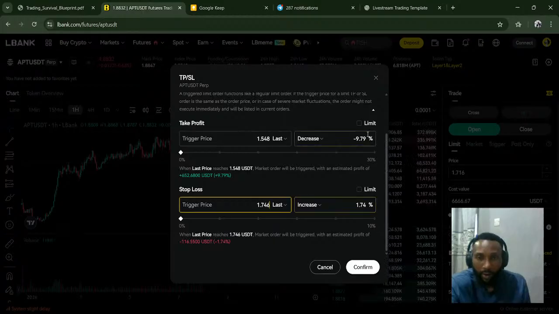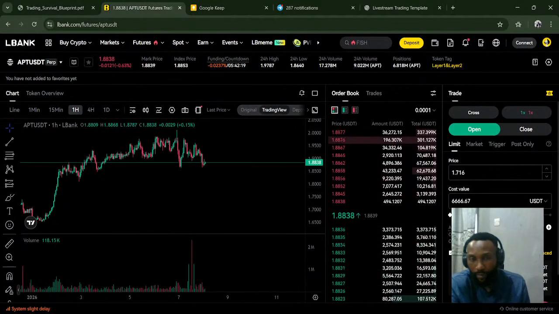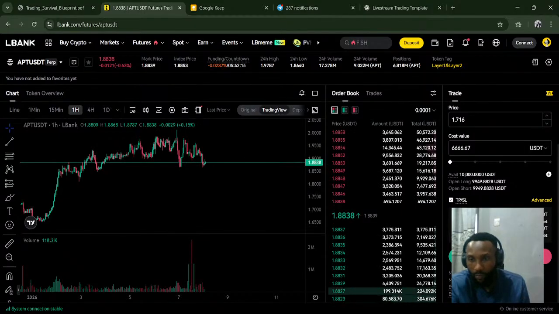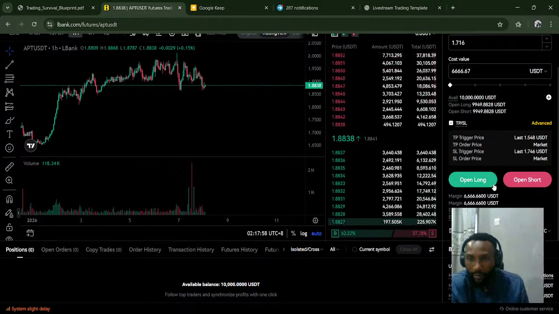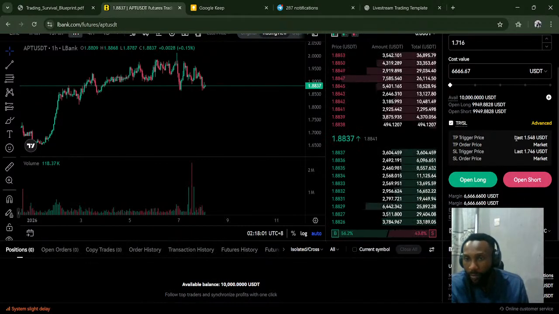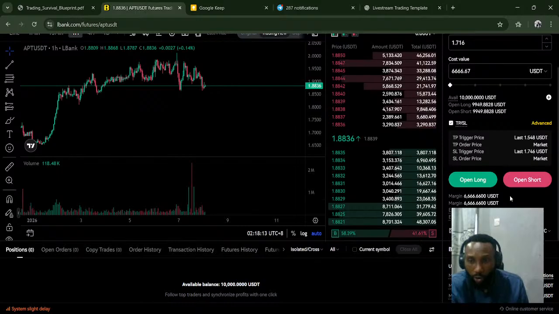So if I click on confirm, the order will be placed. Everything is there. This is the target. You can see the take profit trigger price, market order price market. So this is for the stop loss. Remember, it's a short.